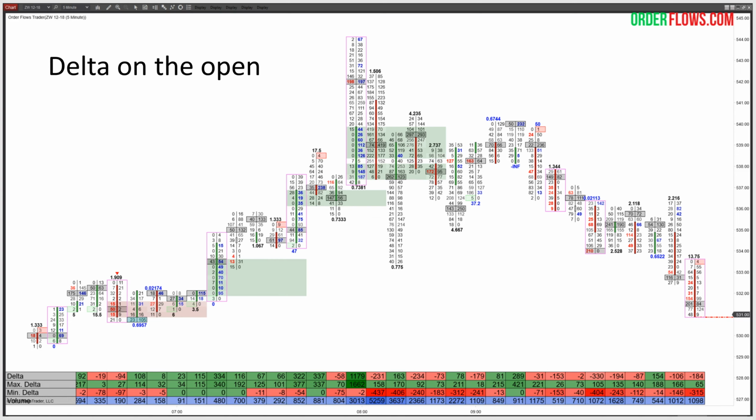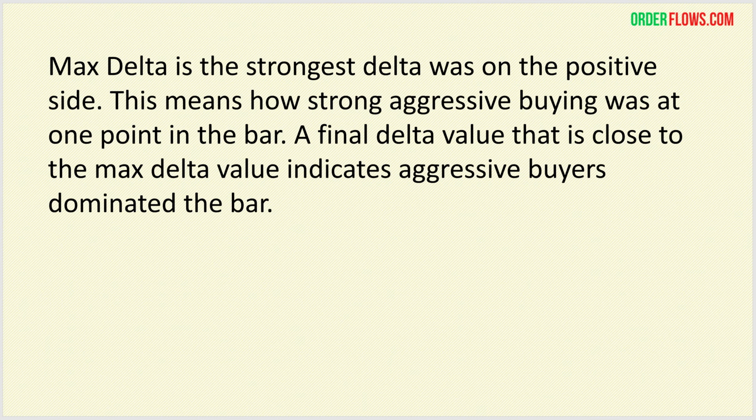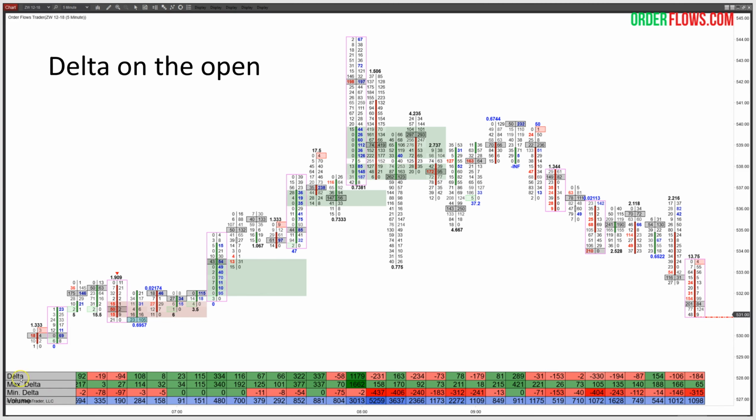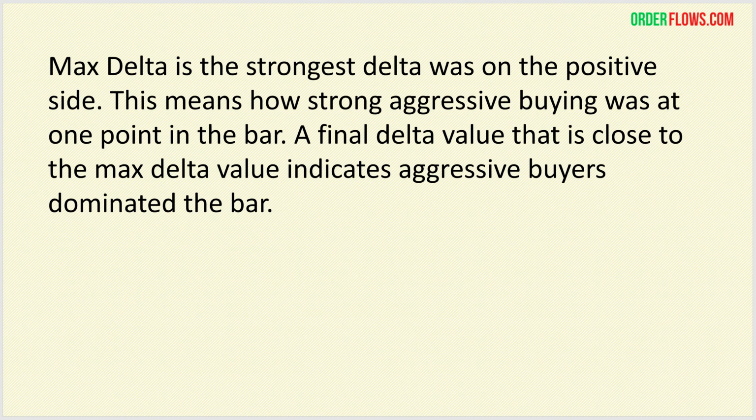So just be aware of those times. This is what I'm trying to say about that. So max delta, what max delta is, on the delta number. So you've got delta, max delta, min delta to look at. Max delta is the strongest delta on the positive side, and what that means is how strong aggressive buying was at one point in the bar.